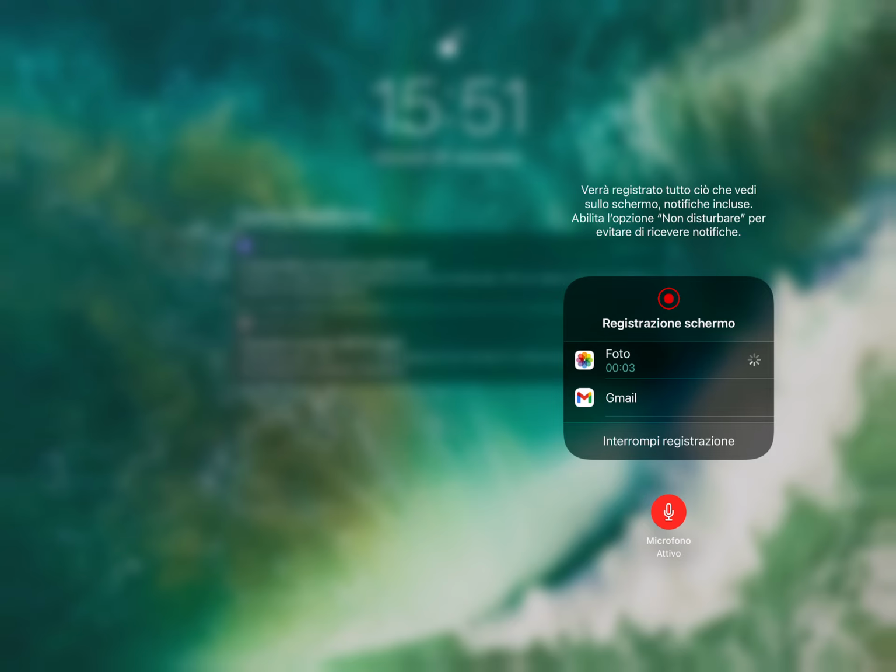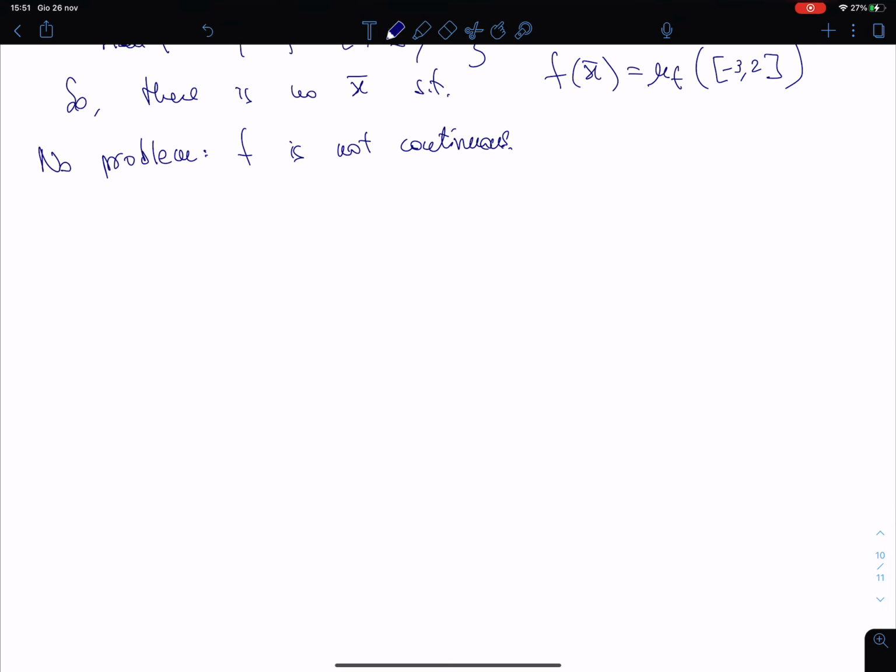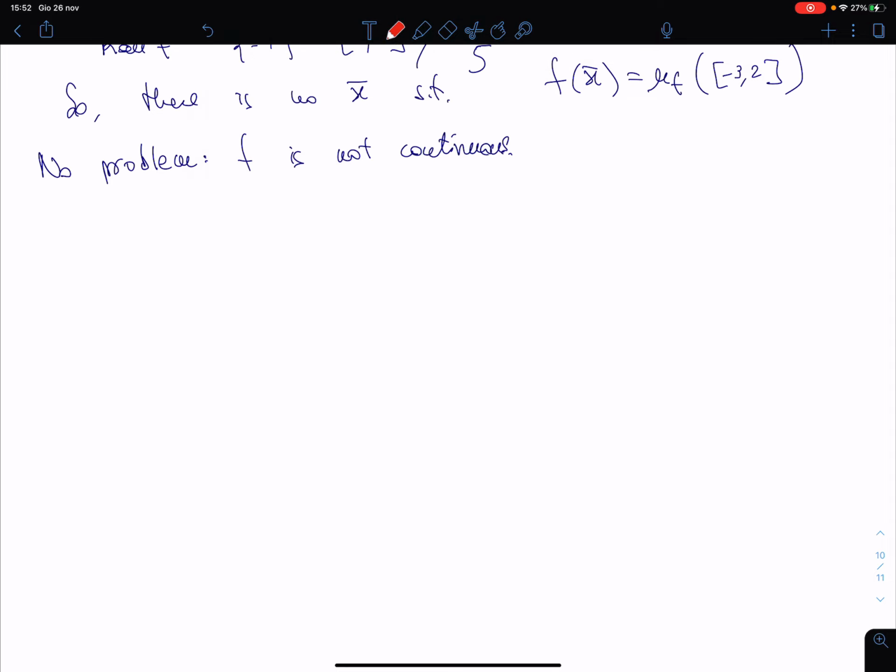So let's go for the next part of this lecture, and this is important. This is a very important part of the theory, and it concerns the fundamental theorem of integral calculus, which is one of the most important results that we will prove here.